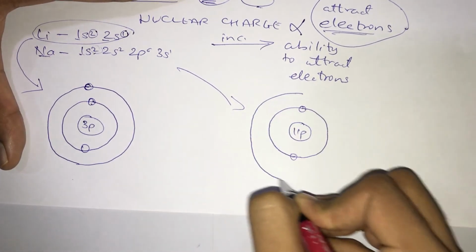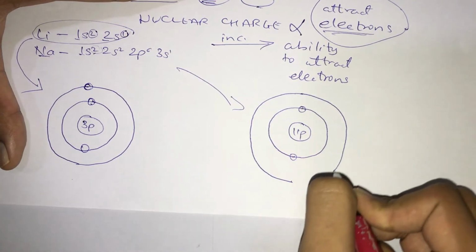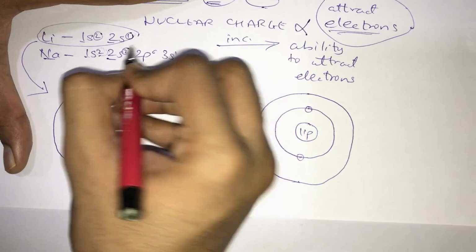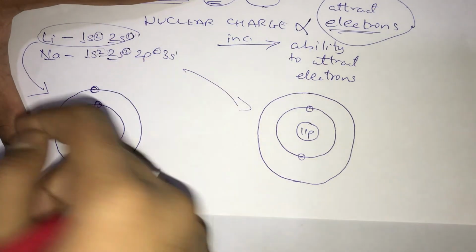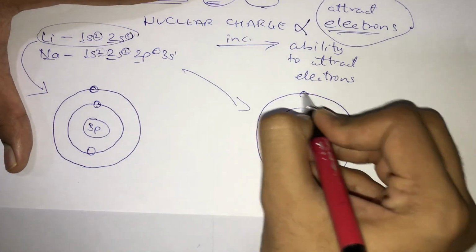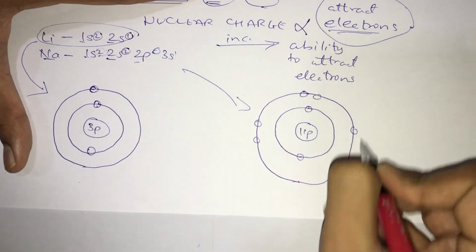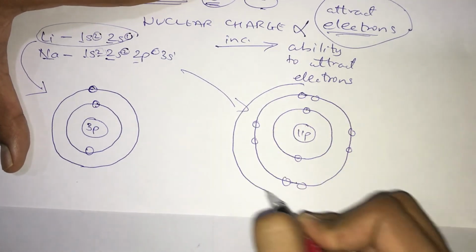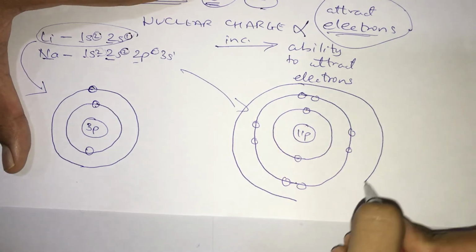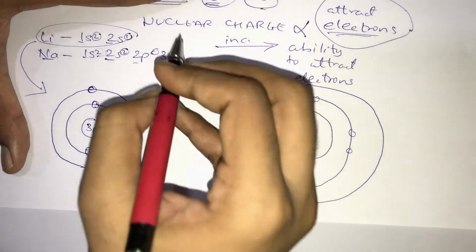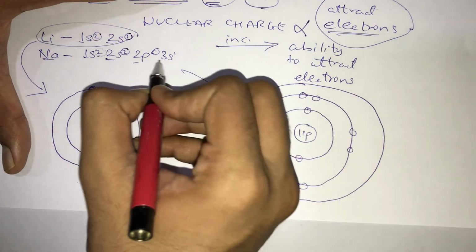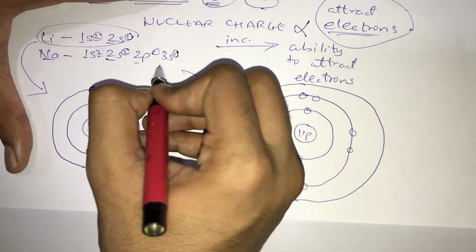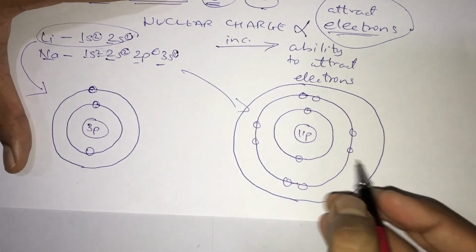Now inside the second energy level there are 2 plus 6, total 8 electrons present. So first, second, third, fourth. Now inside the third energy level, can you see guys over here that inside this third energy level there is only 1 electron present.